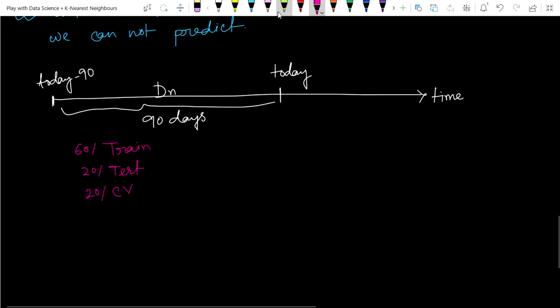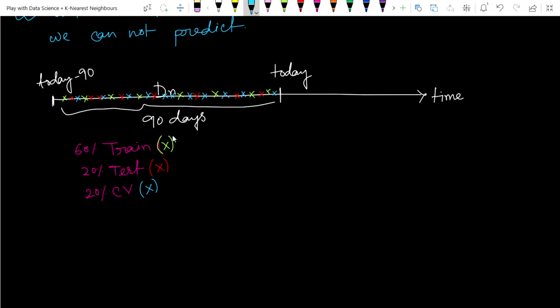Suppose our train data is green, our test data is red, and our cross validation data is blue. We split randomly, so our train data can lie everywhere across the whole data set. Similarly, the test data is equally likely to lie everywhere, and the cross validation data is equally probable everywhere, because we are doing this job randomly.